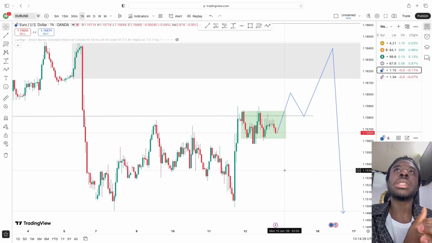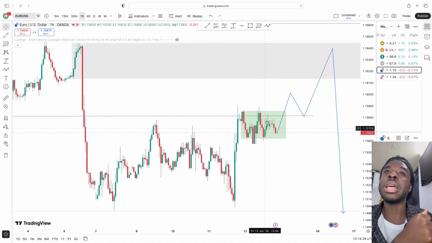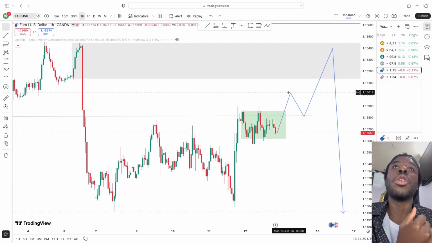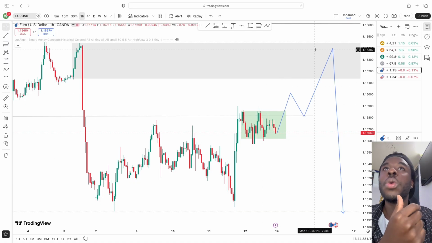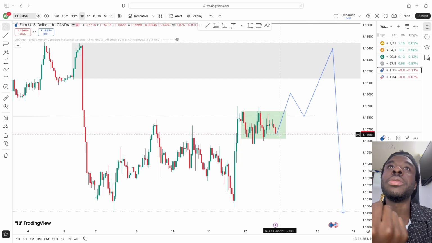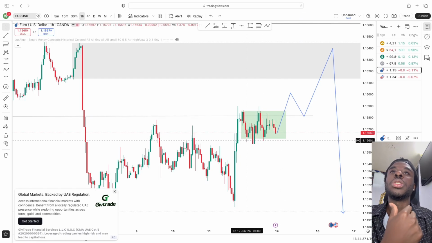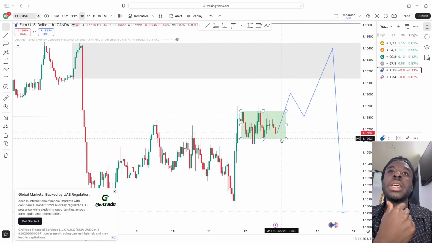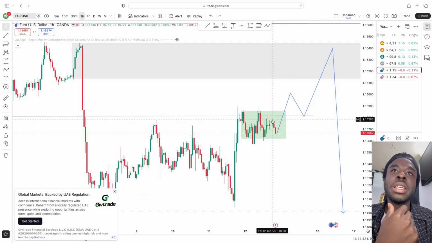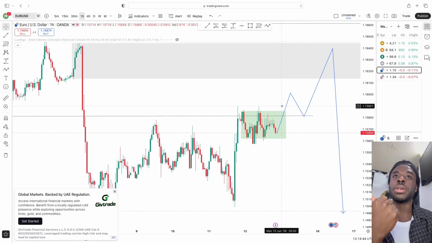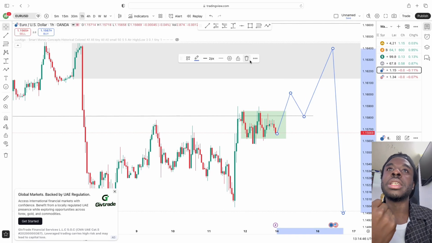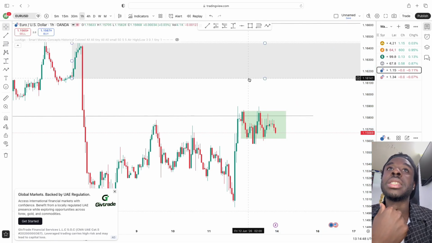So as a day trader or a scalper, if you want to take any position over here, because maybe you cannot wait or you don't have the patience to wait for price to come to your zone, if you see price breaking this consolidation to the downside, you want to take sells, right? If you see price breaking this consolidation to the upside, you want to take buys.